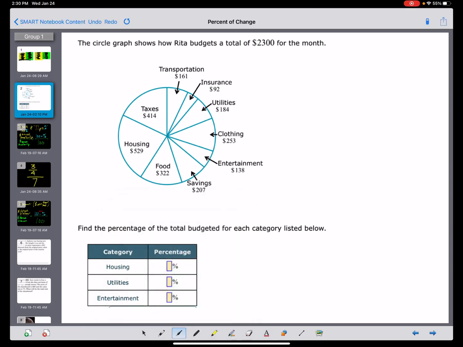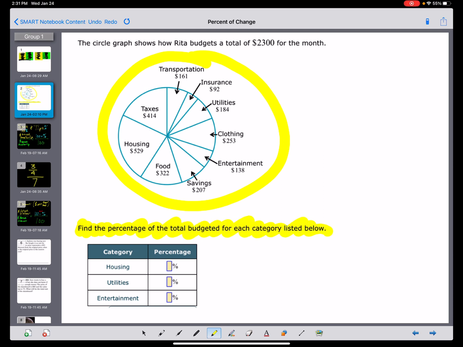The circle graph shows how Rita budgets a total of $2,300 for the month. And we have a pie chart here which describes all of the costs of things that Rita has in her budget. And down here we have the question: find the percentage of the total budgeted for each category listed below.